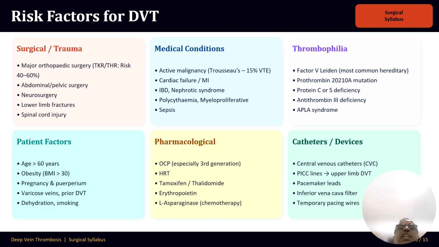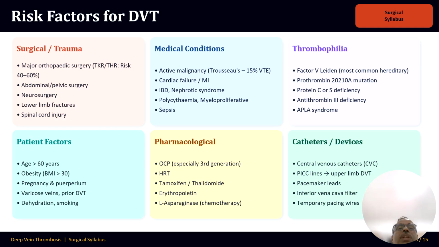Certain comorbid conditions or medical conditions which we have seen, like active malignancy leading to Trousseau's sign, where there is a 15% chance of embolism, cardiac failure or myocardial infarction, nephrotic syndrome, polycythemia and myeloproliferative disorders, as well as sepsis from whatever cause would predispose to development of DVT.